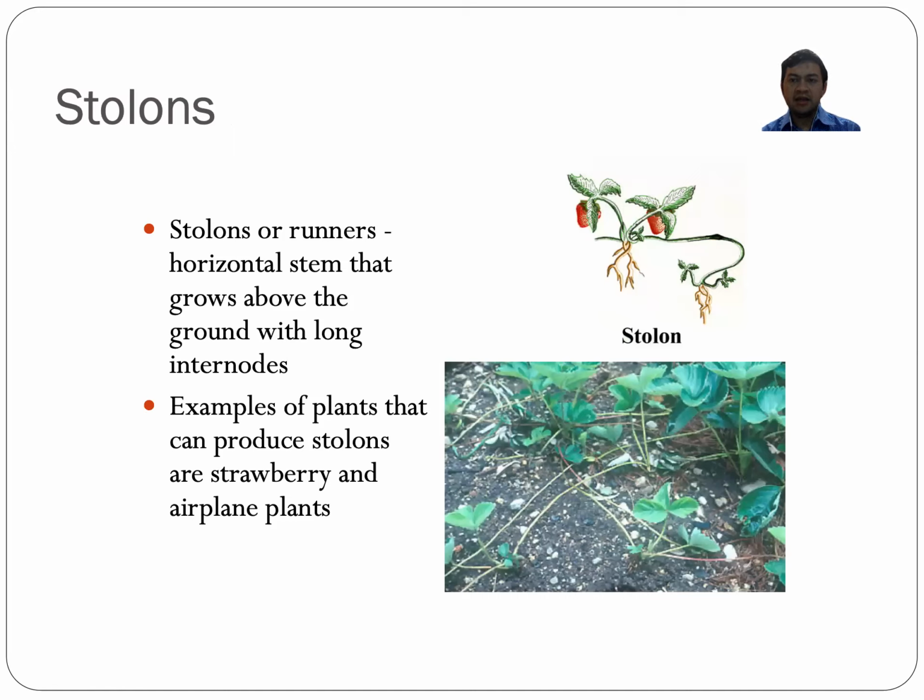Then the other example of the modified stem is the stolon, or runner: a horizontal stem that grows above the ground with long internodes. So if the rhizome is below the ground, the stolon is above the ground. Examples of plants that produce stolons are strawberry and airplane plants.